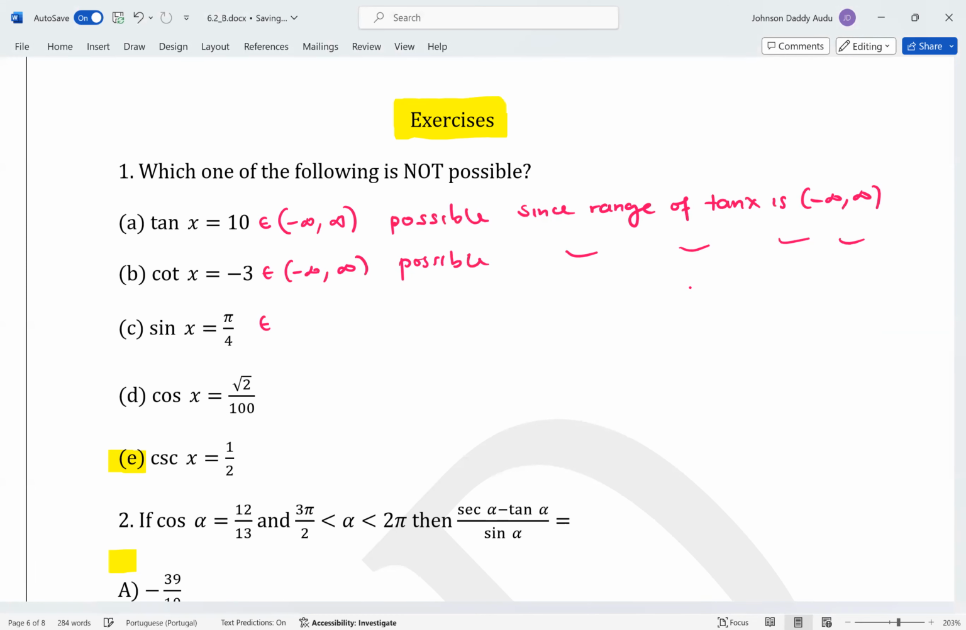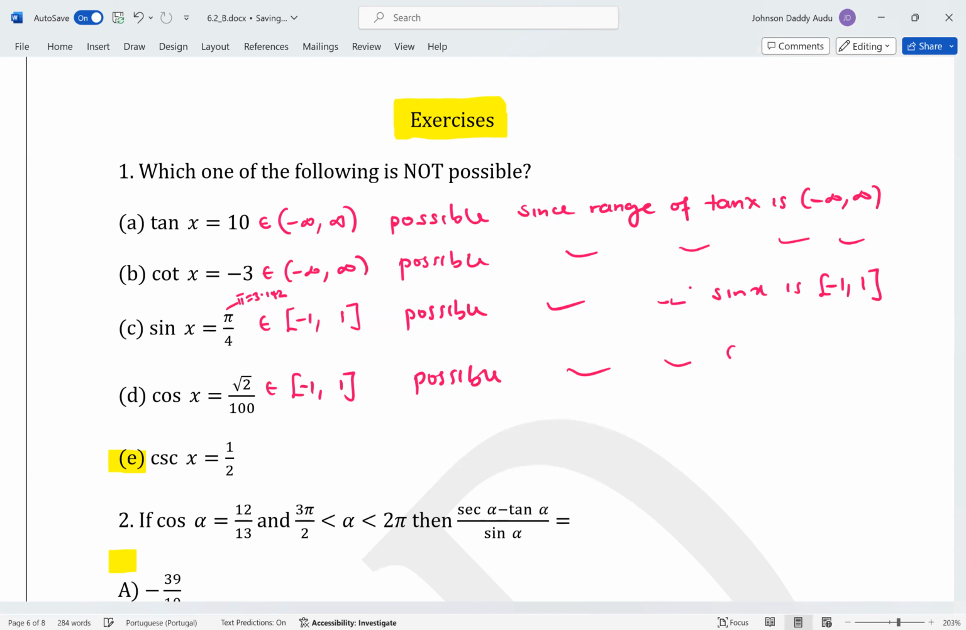Look at this one. This number is going to be between minus 1 and 1. So here you have to use pi, which is 3.142. So it means this is also possible. Now this is since the range of sine is minus 1 and 1. This is also going to be within this range. So it means it's possible since the range of cosine x is also minus 1 to 1.